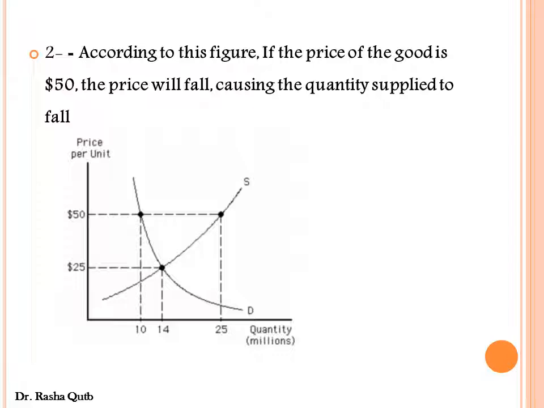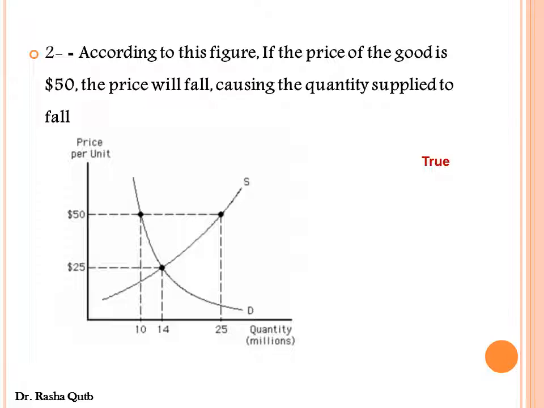Number 2, according to this figure, if the price of the good is $50, the price will fall, causing the quantity supplied to fall. This sentence is true because at a price of $50, there is an excess supply for the product where the quantity supplied equals 25 units and the quantity demanded would be 10 units. So there would be a 15 million units excess supply of the product.